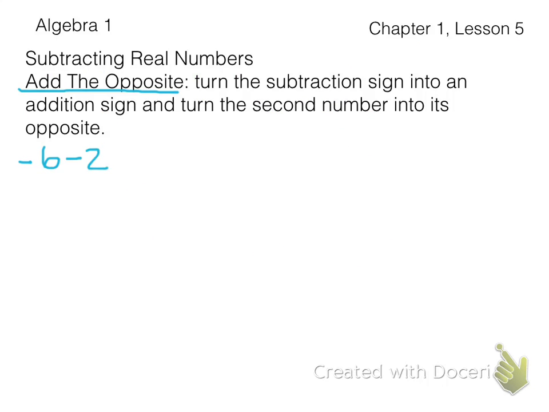All right, next up, subtraction. If you needed to subtract when you had an addition problem, now that you have a subtraction problem, you're actually going to add. You add by turning the subtraction sign into an addition sign, and then you take the second number and turn it into its opposite. So if it was a positive 2 before I started adding the opposite, it's now going to be a negative 2.